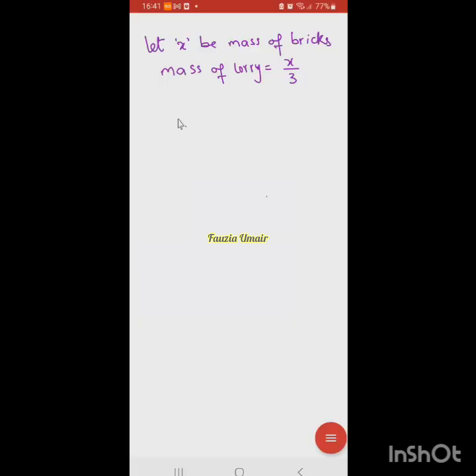ठीक है. So this is the equation. Total mass is equal to, उन्होंने हमें बताया कि टोटल मास यानी कि लोडेड लॉरी का, जिसमें लॉरी का मास भी आएगा और उस ब्रिक्स का मास भी आएगा, is equal to 11,600 kg. अब हमने टोटल लोडेड मास में देखो, the mass of the lorry आएगा which is x by 3 plus the mass of the bricks आएगा which is x 11,600. अब देखो, this is the equation we need to solve, right? So are you clear till this point?